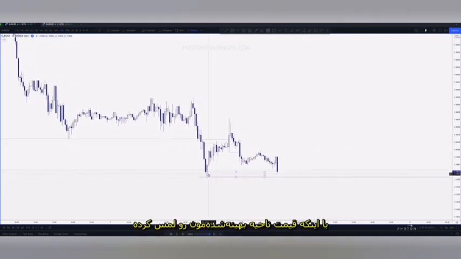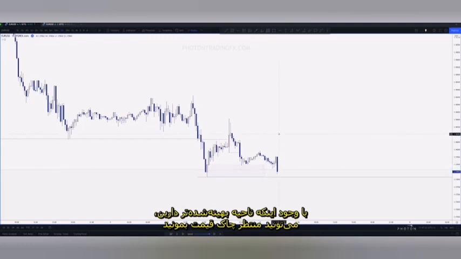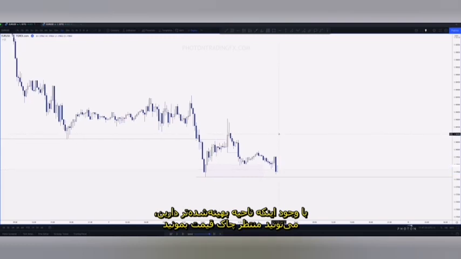Now, even if you had the zone refined like that, yes, we are tapping in, but we never actually get a change of character to the upside again. So even if you have a more refined zone, you can still wait for price to change character.